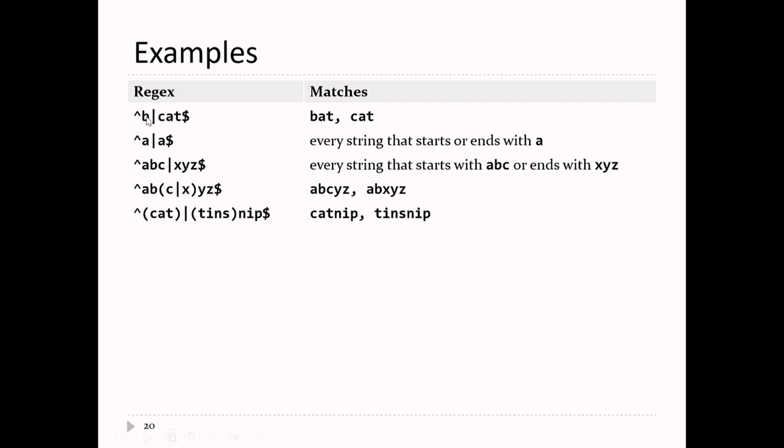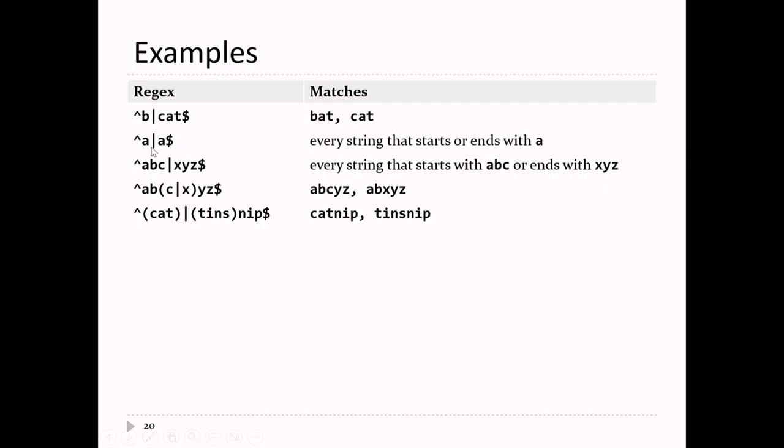So it matches the thing. So the bar is the thing in front or the thing after it. So B bar CAT, right? So starts with, you read this as either a B or a C, right? It's not B or cat, right? It's B or C, followed by AT, and it has to end with the T, right? So that matches bat or cat.